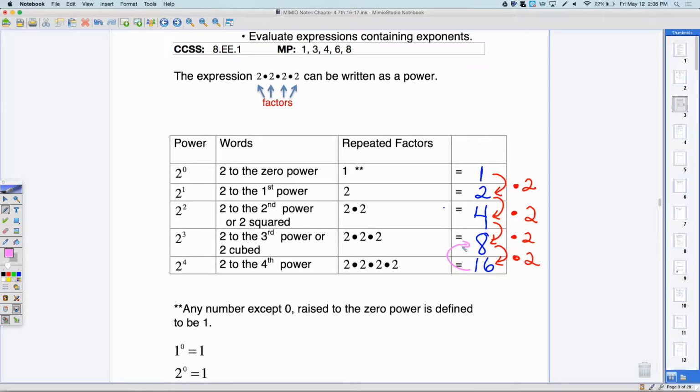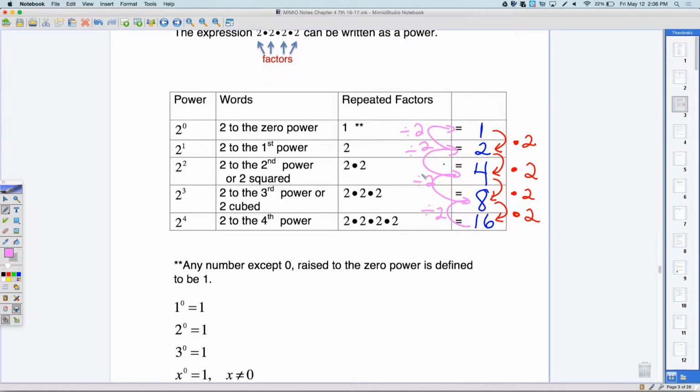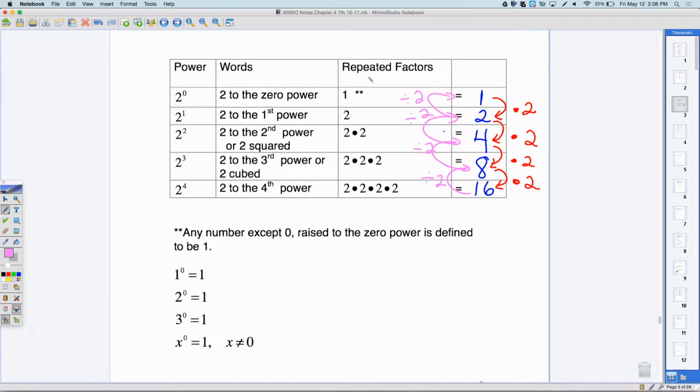If you work backwards, you would divide 16 by 2 to give you 8. 8 divided by 2 gives you 4. 4 divided by 2 gives you 2. And what is 2 divided by 2? That is equal to 1. Okay, so there's our proof that any number raised to the 0 power is equal to 1.